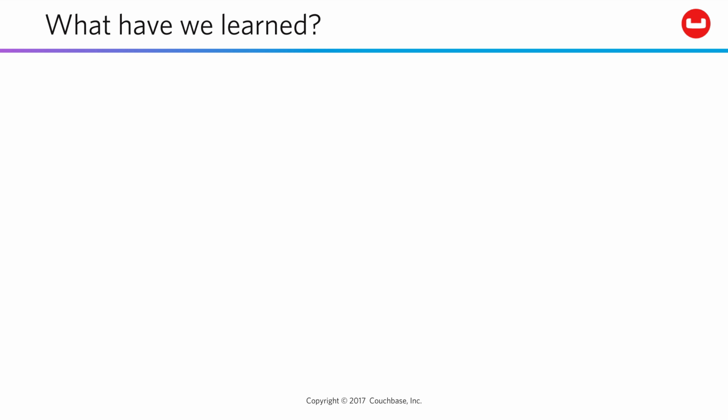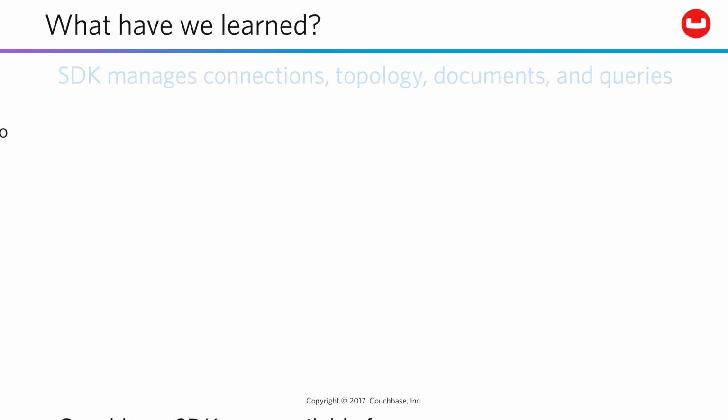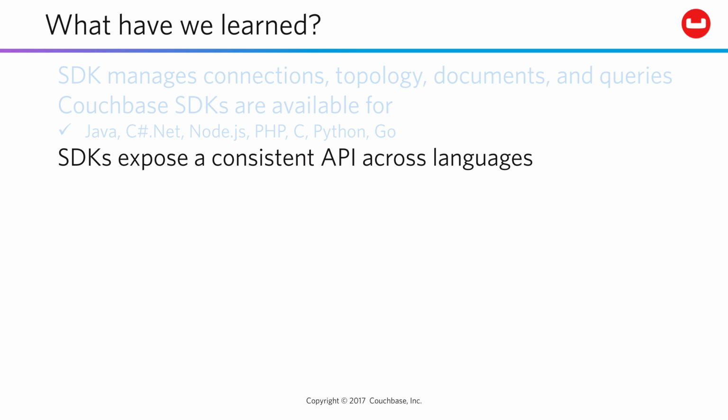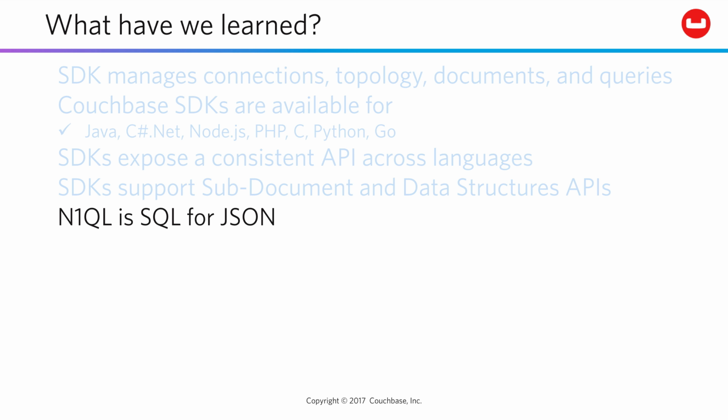So what have we learned here? Well, the SDK manages your connections, documents, operations, and queries, and is automatically aware of your topology and service distribution. Couchbase supports SDKs for Java, C#.NET, Node.js, PHP, C, Python, and Go. And these expose a consistent API across these languages and environments for interacting with all your services. The SDKs also support subdocument and data structures APIs. Nickel is SQL for JSON, and, as you can imagine, provides overlapping capabilities with some of the document-specific operations. Your approach will vary based on your preference in your application.